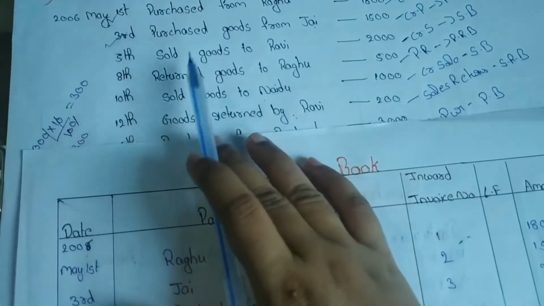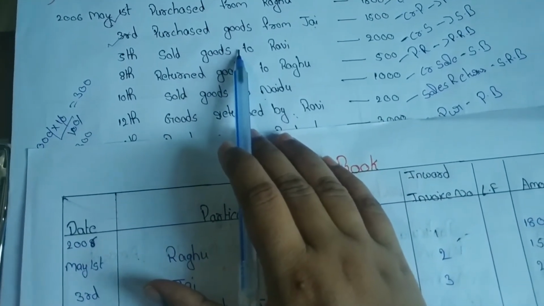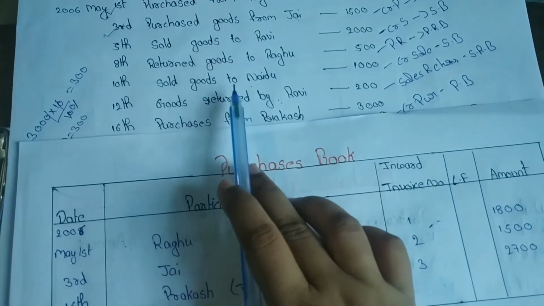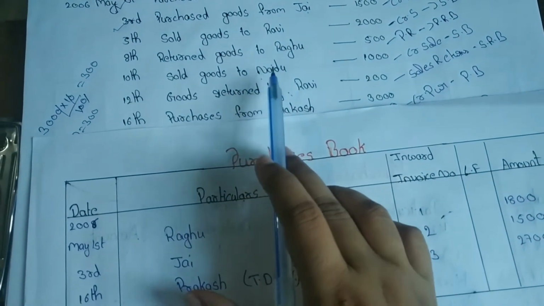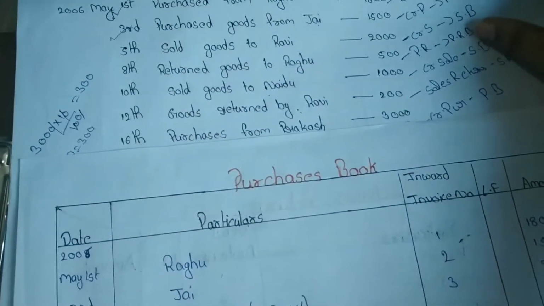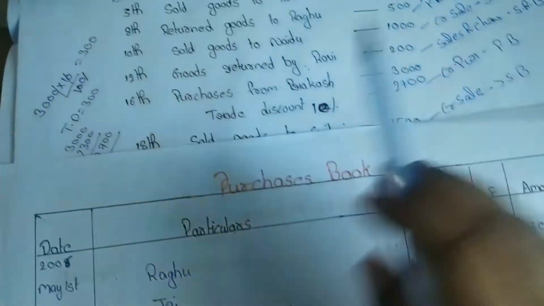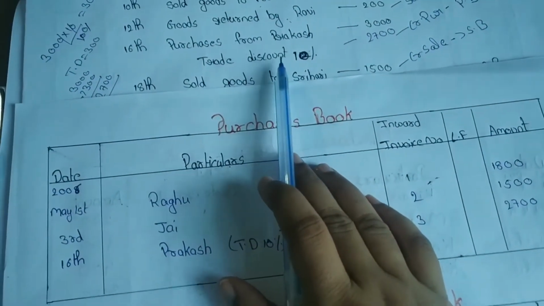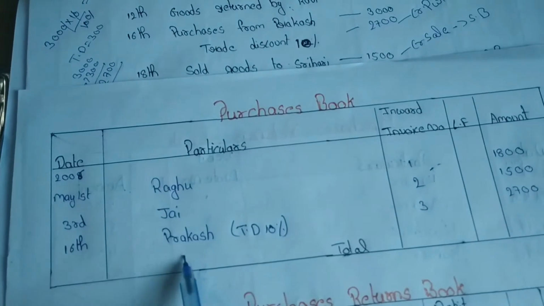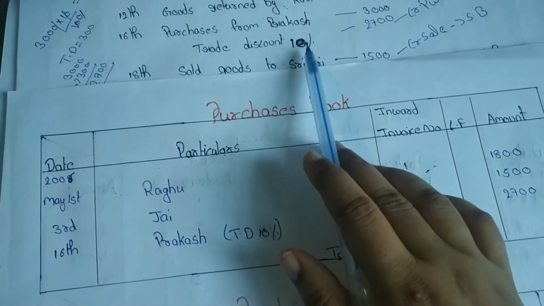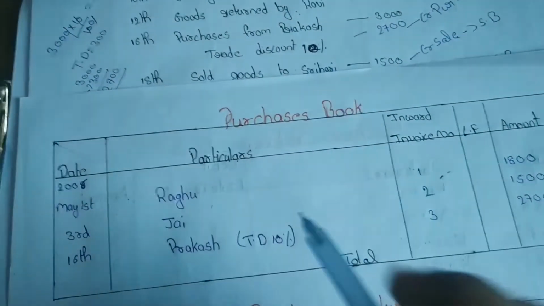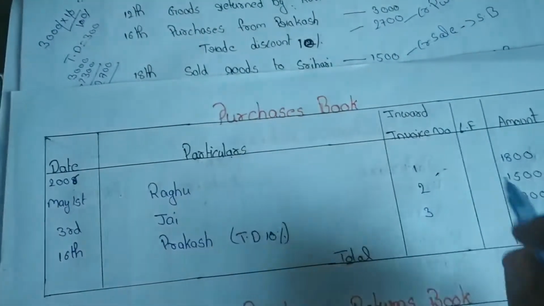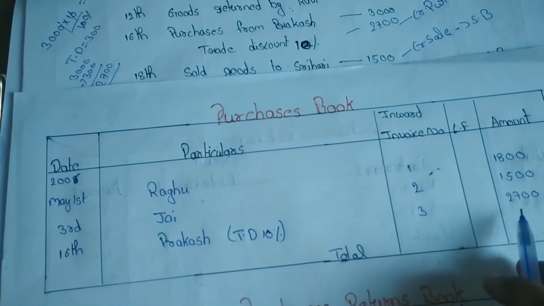And next it comes under the sales book and it was purchase return. So it was not recorded in purchase book. So it was also not recorded. And next, see, purchases from Prakash. So it was a credit purchase, right? So it should be recorded on purchase book. On 16th, Prakash, and here he allows 10% discount, right? So after the 10% discount, only that amount should be recorded on amount column.